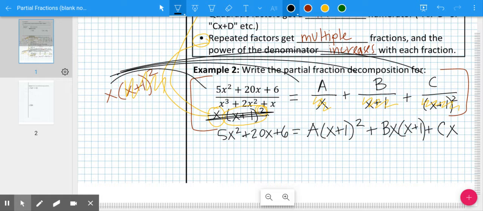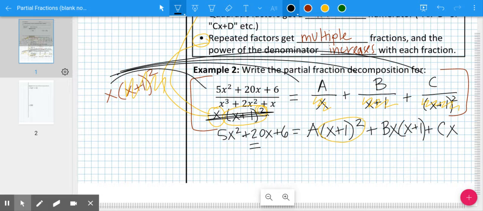Now this one looks harder. I think it's actually going to be easier than example 1. Let's see what happens. Leave the left side. On the right side, go ahead and distribute and simplify. You are going to first FOIL this, and then distribute the A in, distribute the B in, and combine like terms. Go ahead and do that now.